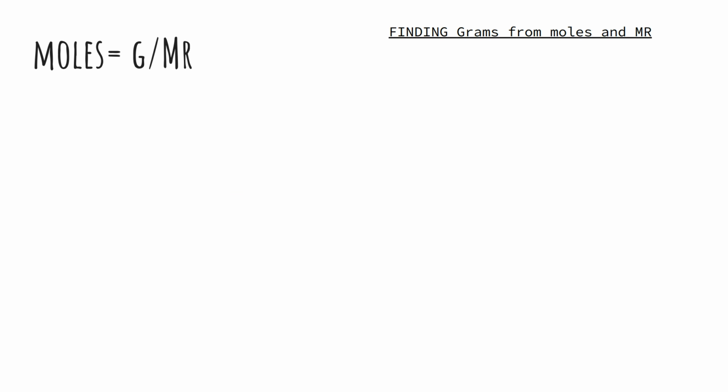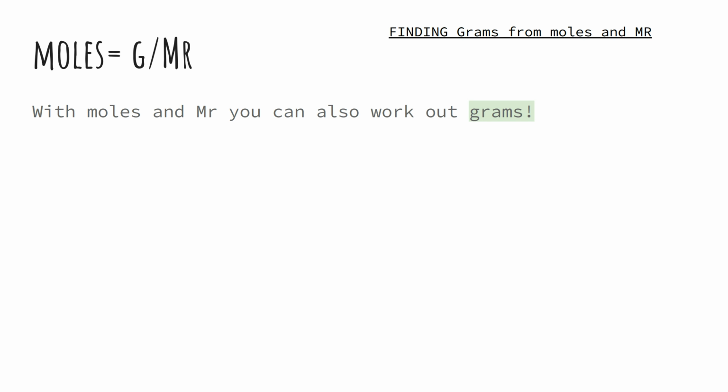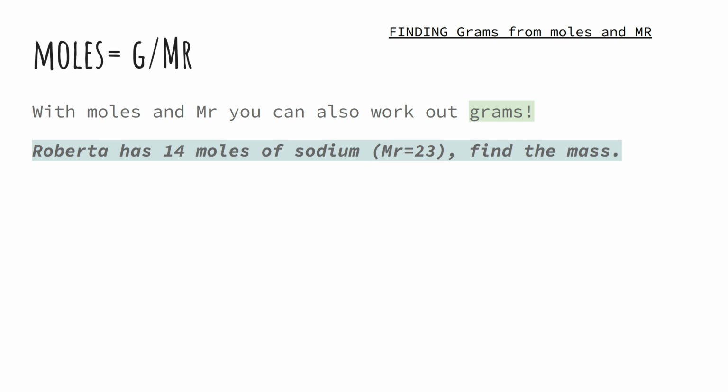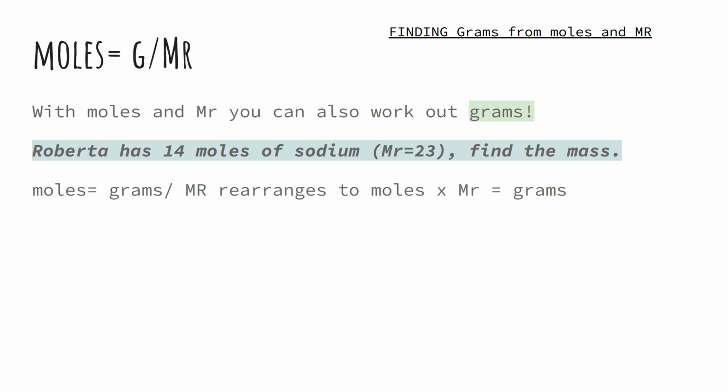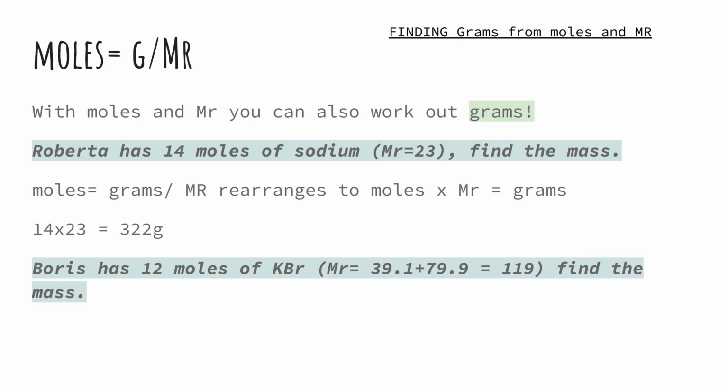So with this in mind, you can also work out grams and molecular mass from moles. So say Roberta has 14 moles of sodium. Now sodium has a molecular mass of 23. So find the mass in grams. So moles equals grams over MR, and that will rearrange to moles times MR equals grams. 14 times 23 equals 322 grams. And there you have it.